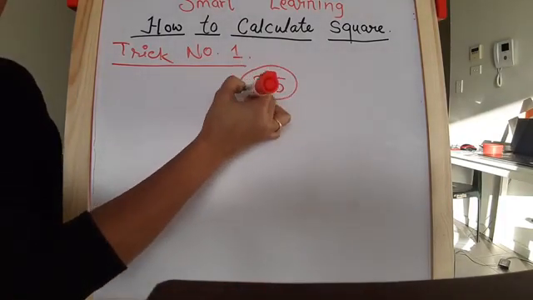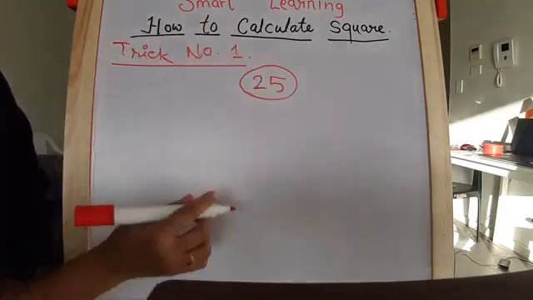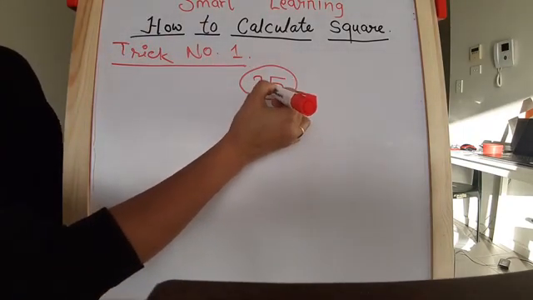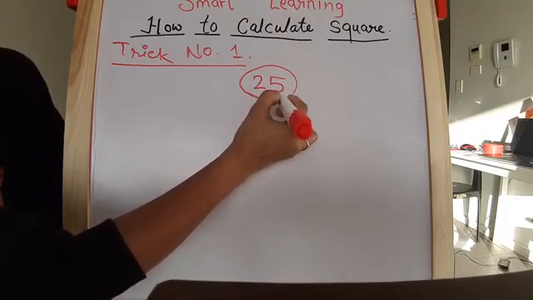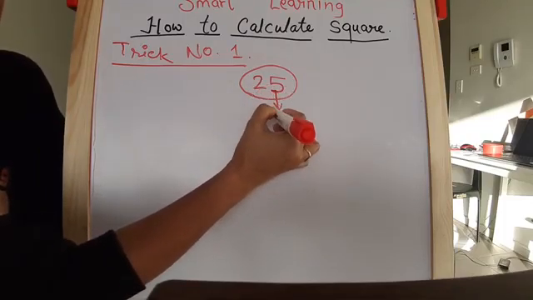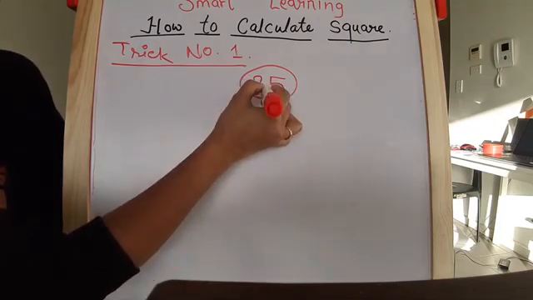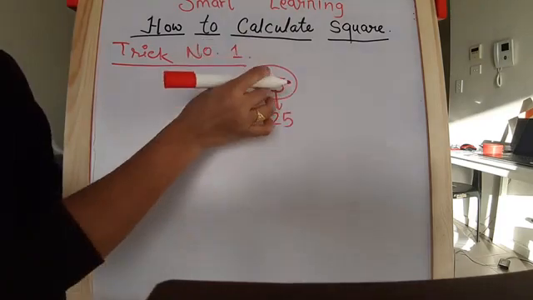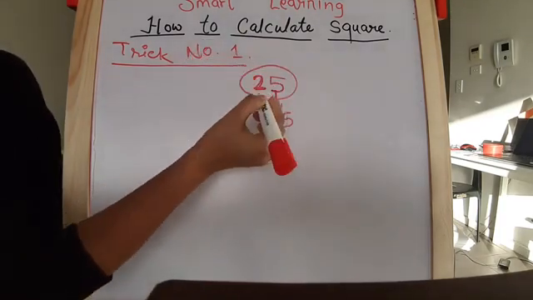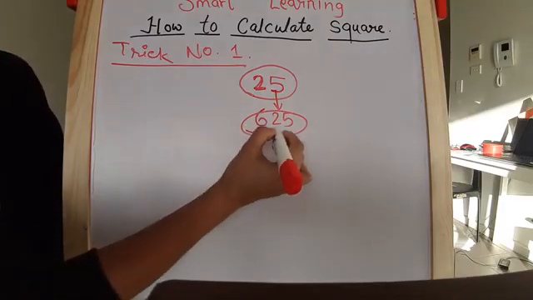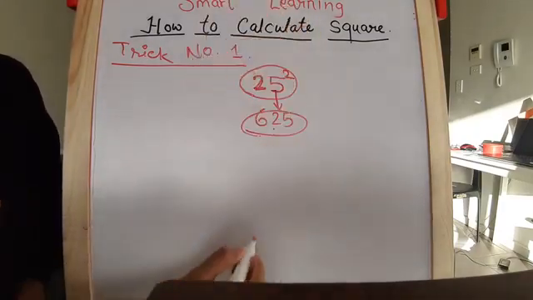So how will we calculate the square of 25? It is very easy and it is one of my favorite tricks. Just write 25 at the end, and for the 2, what is the next number after 2? It's 3. So we will multiply 2 by 3. 2 3s are 6. 625. So this is the square of 25.